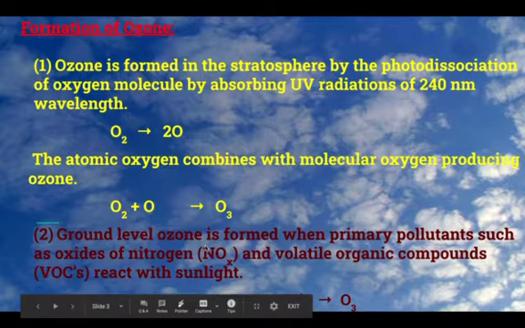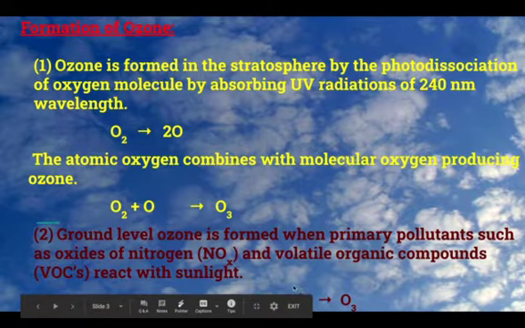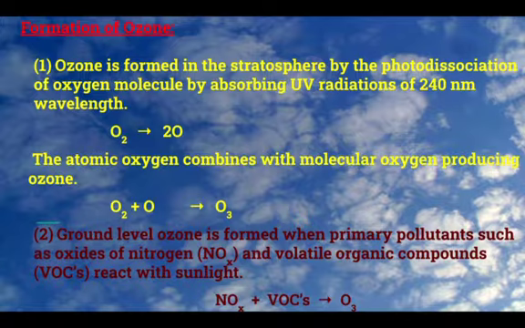Now, ground level ozone is formed when primary pollutants such as oxides of nitrogen, that is nitric oxide, nitrogen dioxide, etc., and volatile organic compounds react with sunlight. Volatile organic compounds means ethyl alcohol, benzene, etc., which are present in paints, cleansers, air fresheners, disinfectants, moth repellents, etc. All these constitute volatile organic compounds. So, when oxides of nitrogen and volatile organic compounds react in the presence of sunlight, it results in the formation of ozone. So, this is how ozone is formed in the stratosphere as well as at ground level.